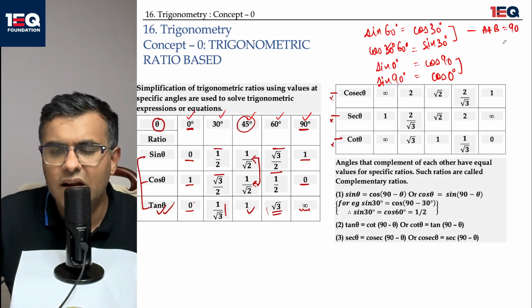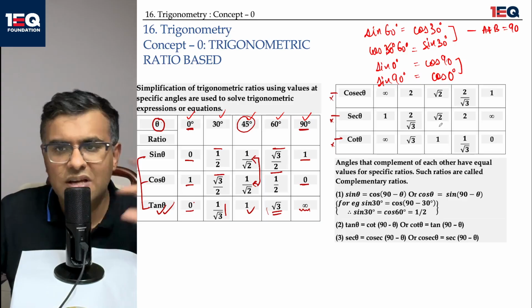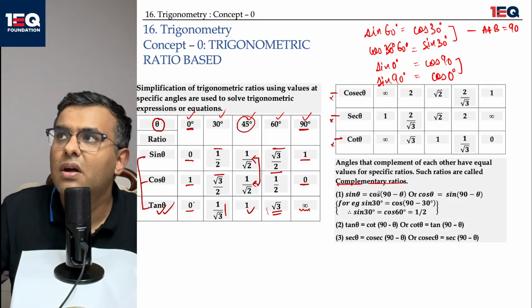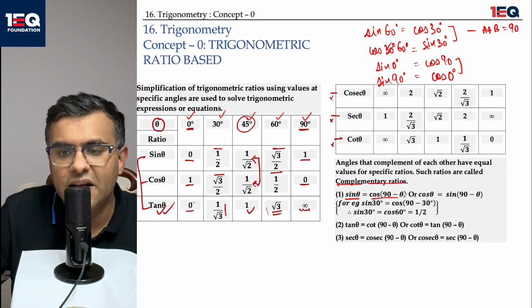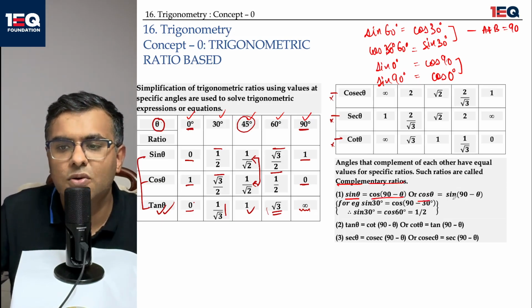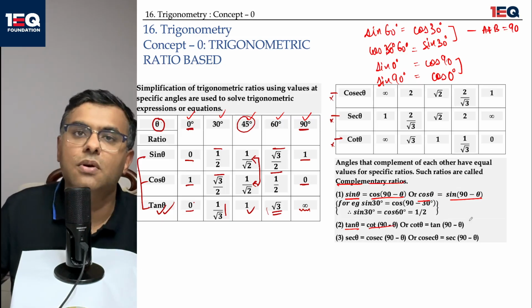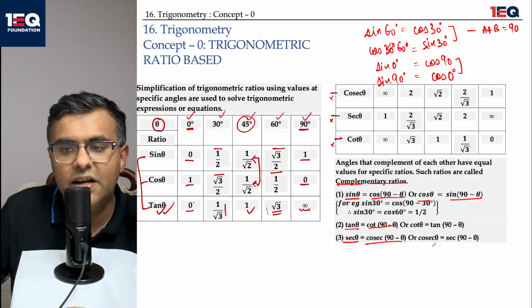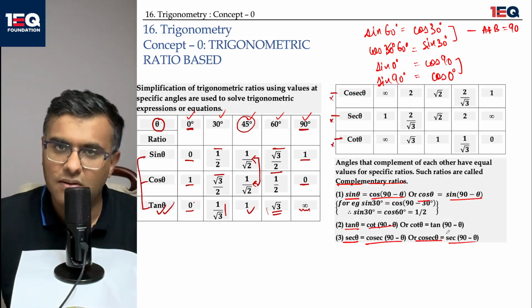Whenever the sum of the angles is 90 degrees, at that point the ratios are exchangeable, which also means that they are complementary with each other. So the value of sine theta is equal to cos 90 minus theta. The value of cos theta is equal to sine 90 minus theta. Similarly, tan theta is equal to cot 90 minus theta, or cot theta is equal to tan 90 minus theta. Further, sec theta is equal to cosec 90 minus theta, or cosec theta is equal to sec 90 minus theta.